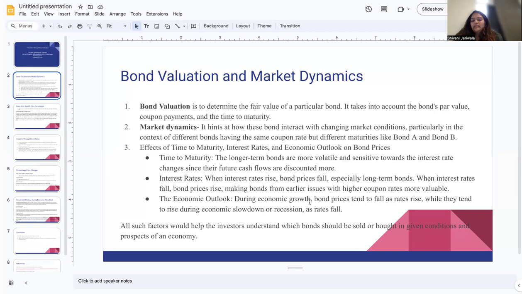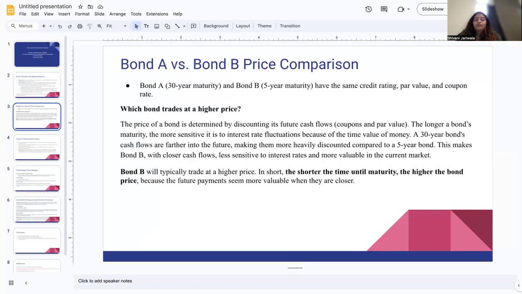The economic outlook means that during economic growth, bond prices tend to fall as rates rise, while in recession time, the bond price will be higher as interest rates are going to fall. So basically, these three factors are something which an investor has to keep in mind while buying or selling any particular bond. Let's move on. So now, bond A and bond B.